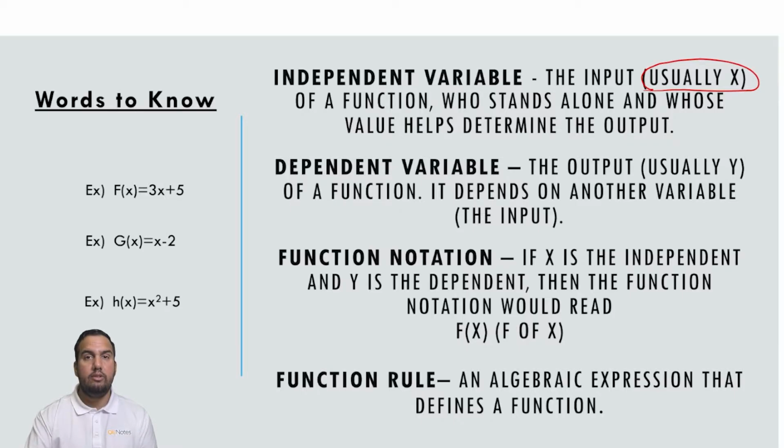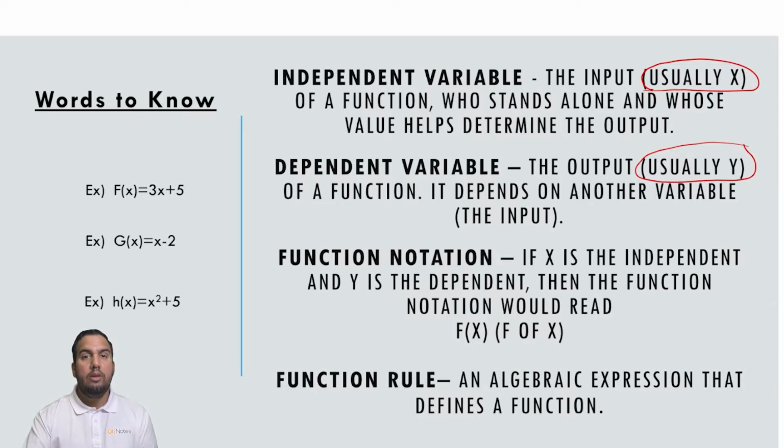The next vocab word we're going to have to understand is dependent variable. Dependent variable is going to be the output. Think about last lesson. What was the output? It was range, and range had what letter? It was usually the Y. So for dependent, you're going to remember usually the Y.